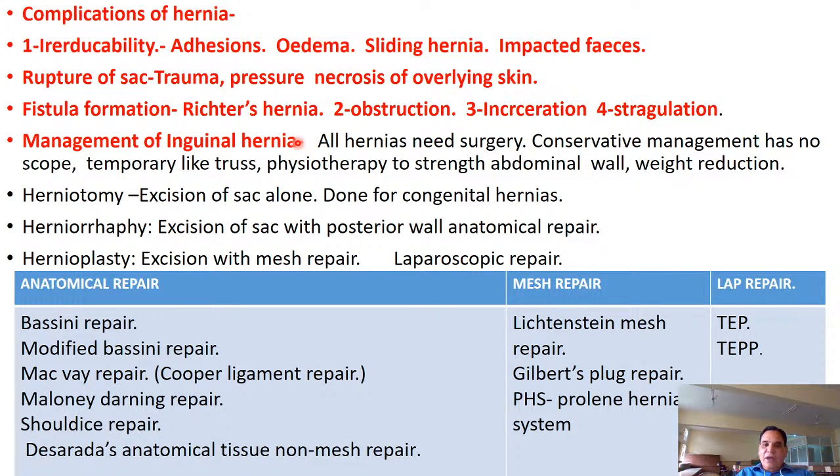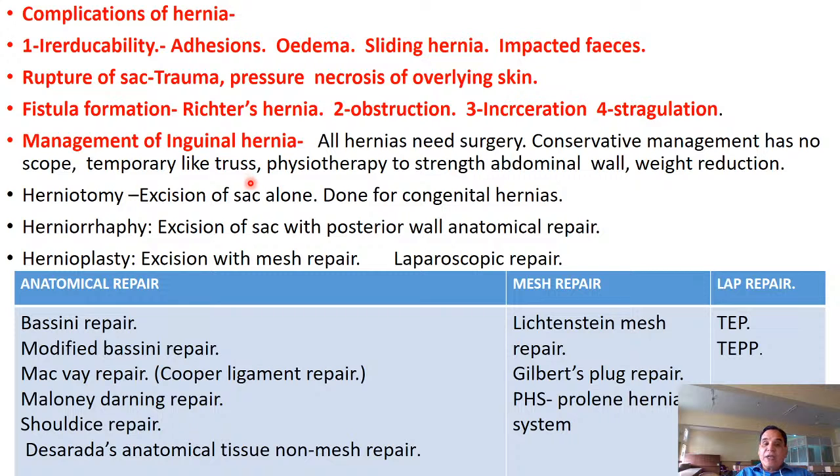One major thing, all hernias need surgery. There is no role of conservative management. Understand? There is no role of conservative management except temporary. That means an old man, or he has to arrange something. Till that time you can use a truss. Hernia truss is available in the market, where it will keep pressure on the internal ring so that the hernia doesn't come out.